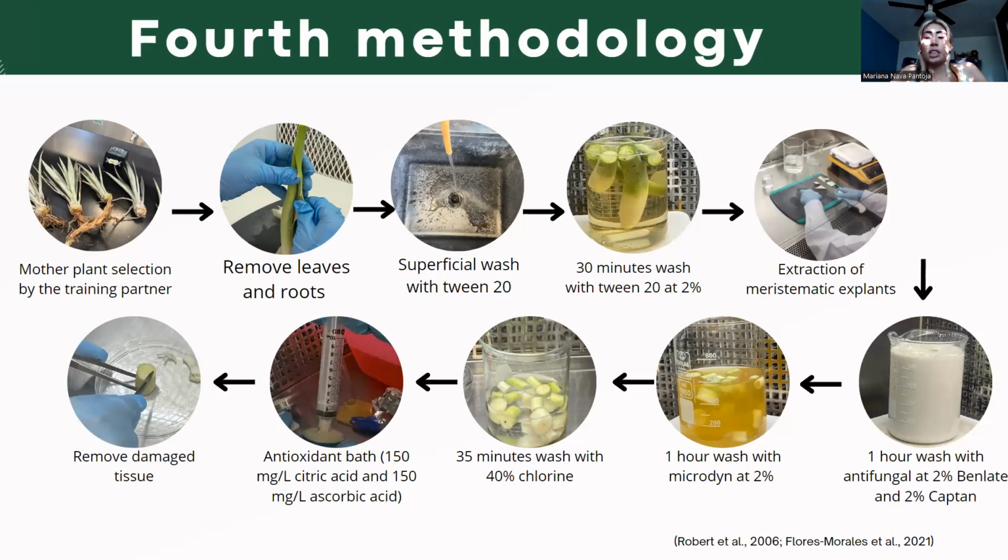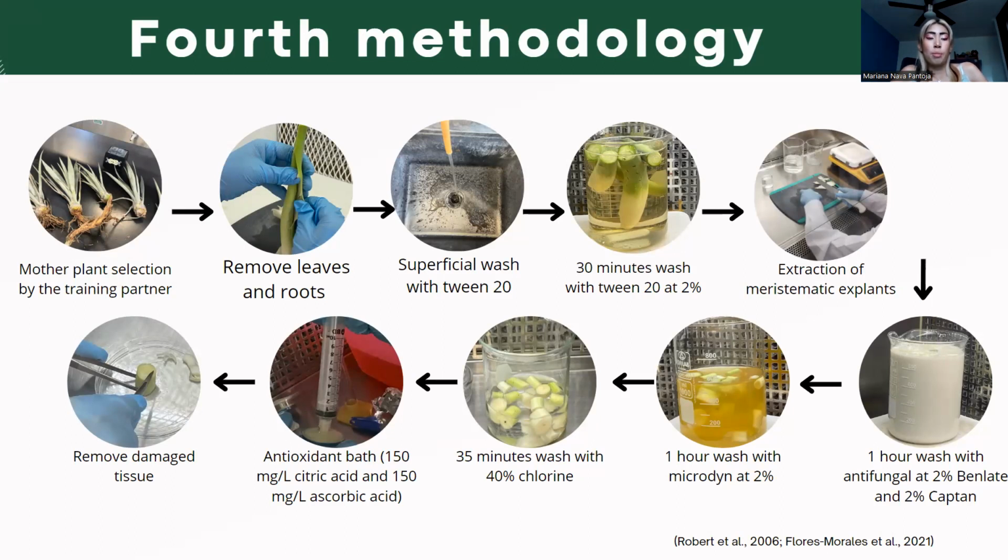We then extracted the meristematic explants, and we had a 1 hour wash with antifungicals, 2% Benlate and 2% Captan, and a 1 hour wash with Microdyn at 2%. We had then a wash of 35 minutes with 40% chlorine, and finally an antioxidant bath. This was done with citric acid and ascorbic acid at a concentration of 150 milligrams per liter.